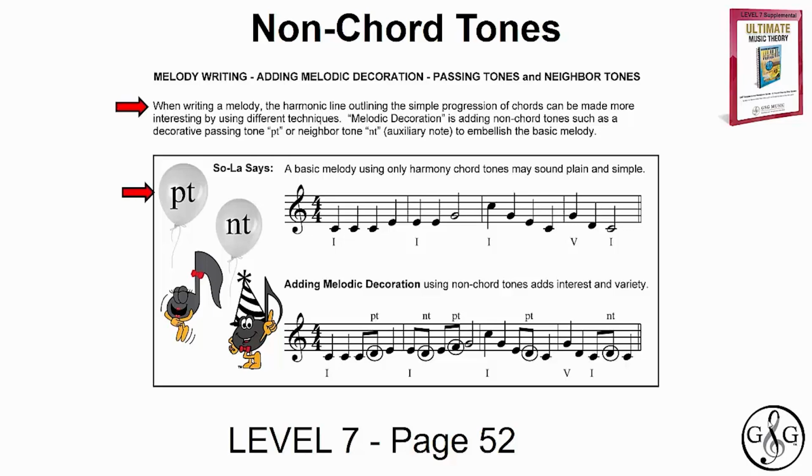Now, a passing tone, PT, is a non-chord tone moving by step, in the same direction, as a bridge connecting two chord tones. A neighbor tone, NT, is a non-chord tone moving by step up or down as a bump adjacent to a returning chord tone. Does that make sense? Okay.